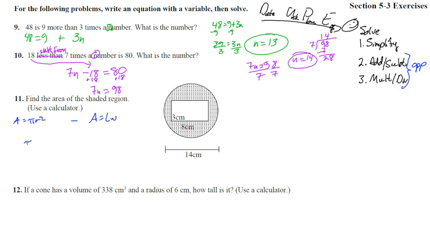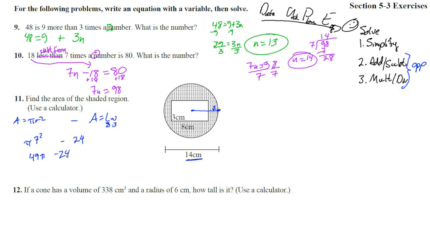Okay, so pi, what's the radius of this circle? That'll help us. So 14 goes all the way across here. Then from the center to the edge would be a 7. So pi times 7 squared minus, and then here length times width, you can see that 8 in there. So that is area equals 8 times 3, so 24. So that's 49 pi minus 24.